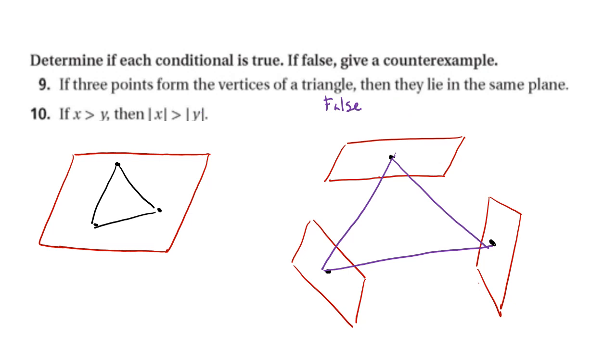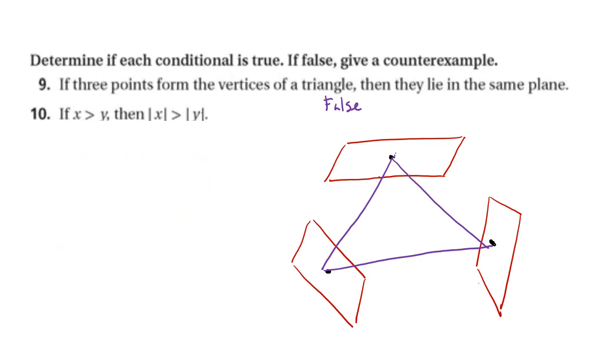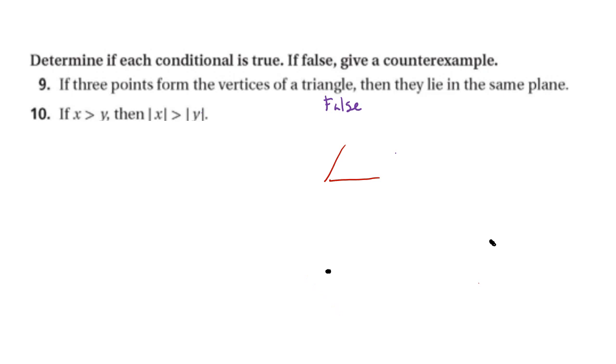Okay. Number 10 is saying if x is greater than y, then the absolute value of x is greater than the absolute value of y. So if x is, say, a 5, and that's greater than, say, 2, then the absolute value of 5 is greater than the absolute value of 2. The absolute value simply means this number is positive, so it is guaranteed to be a positive value. So yes, 5 is greater than 2.